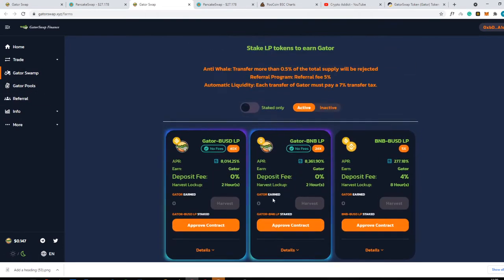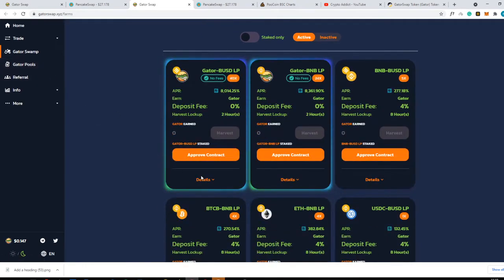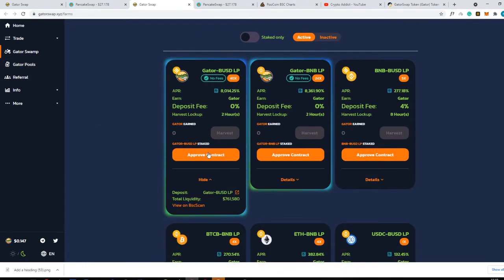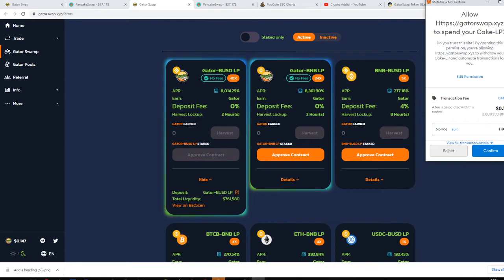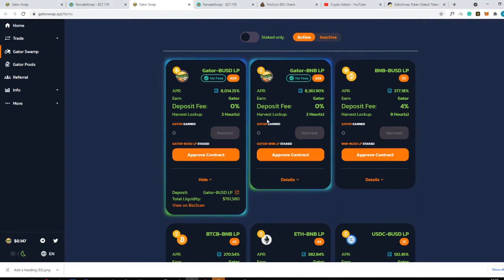If you've successfully put your money in, you've already bought Gator. What you need to do here, if you have a liquidity pool, is approve the contract right here. Of course, that will prompt you to pay another transaction fee, and then just add the money here as well.